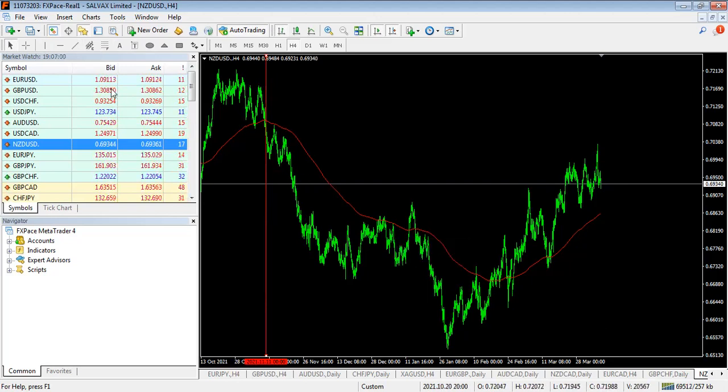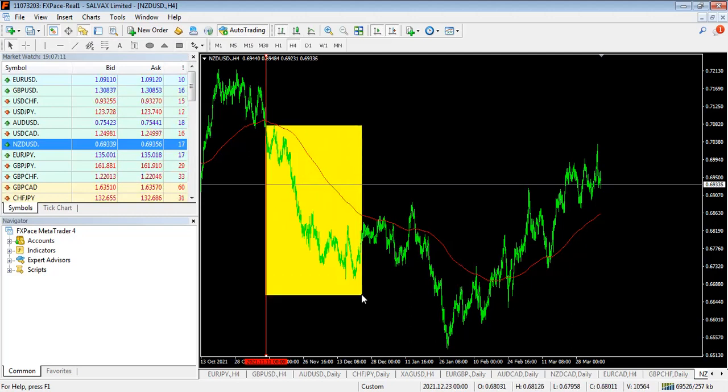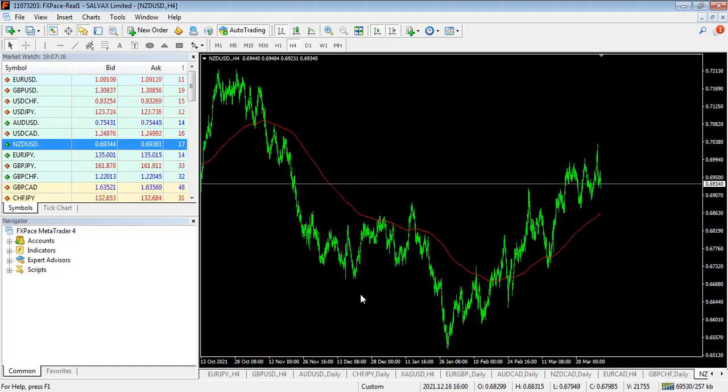Okay, thank you. Now, what you're going to do, like from here, that price was below the red line, which is the moving average. All you are going to do for me is to sell. Don't even buy, sell.